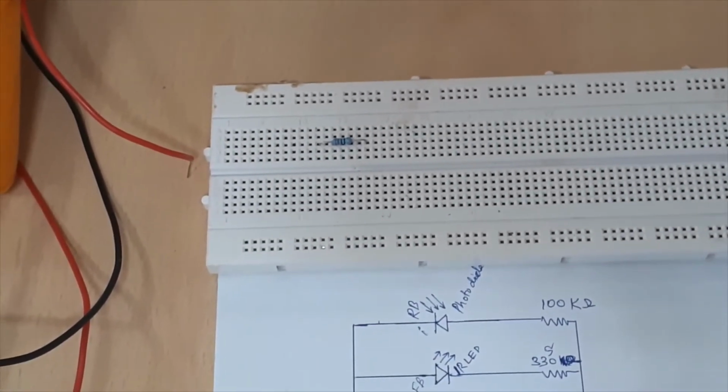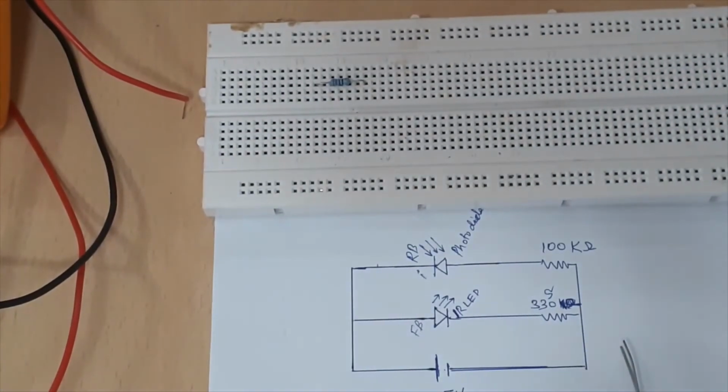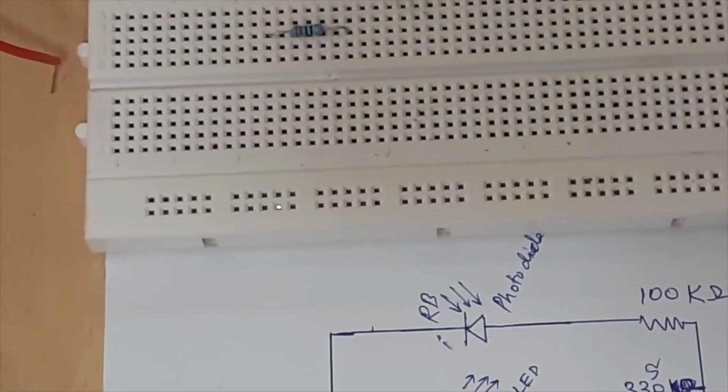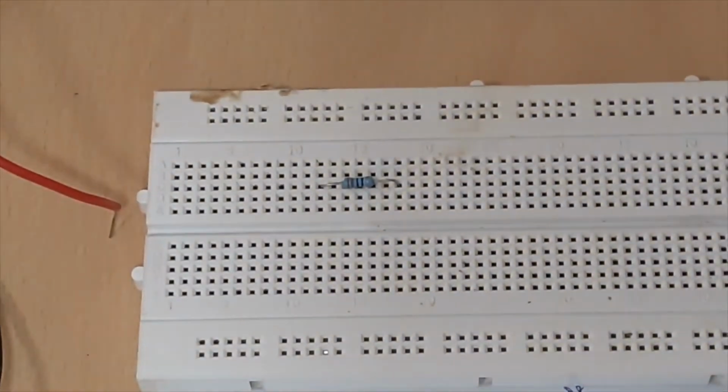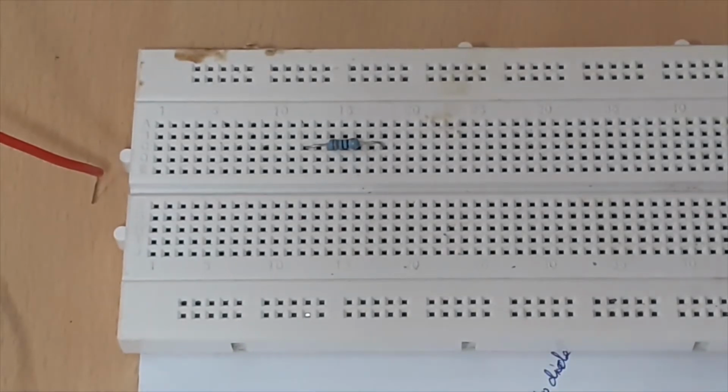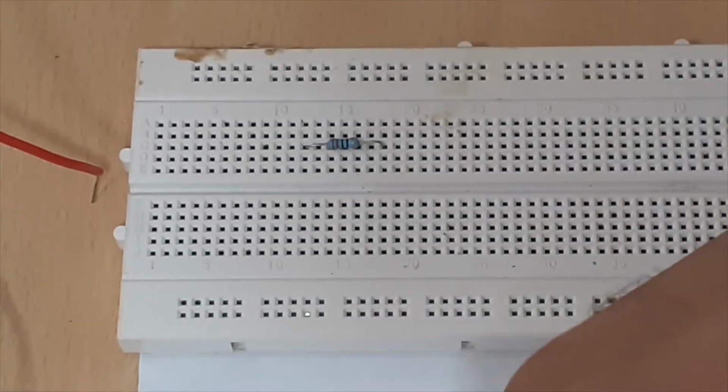Now here we will try to put the LED. First of all, we are trying to make the circuit for the LED as shown in this figure. It will be in forward bias, so the positive will be connected to the positive and the negative terminal is connected to negative.